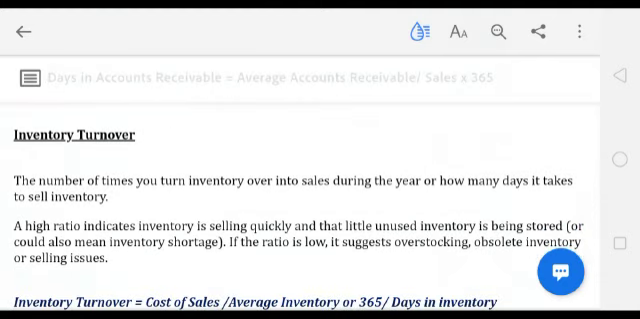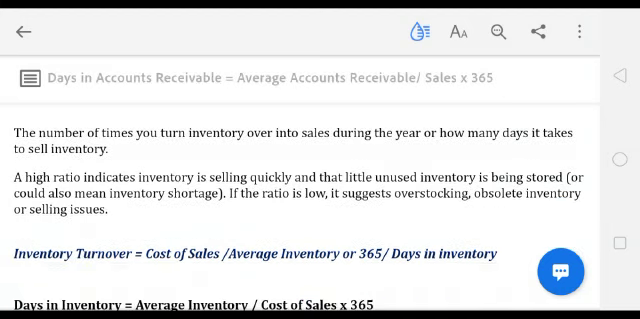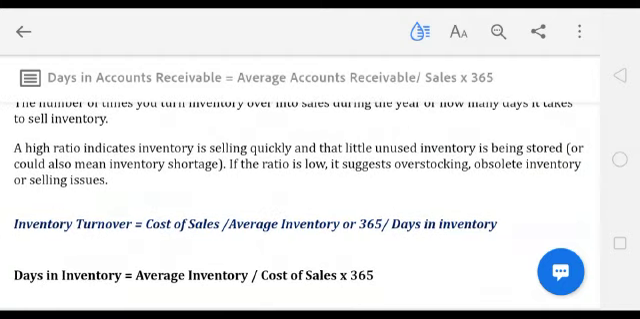Inventory turnover is the number of times you turn inventory over into sales during the year, or how many days it takes to sell the inventory. A high ratio indicates inventory is selling quickly and that little unused inventory is being stored, or could also mean inventory shortage. If the ratio is low, it suggests overstocking, obsolete inventory, or selling issues. The formula for calculating inventory turnover is cost of sales divided by average inventory, or 365 divided by days in inventory.